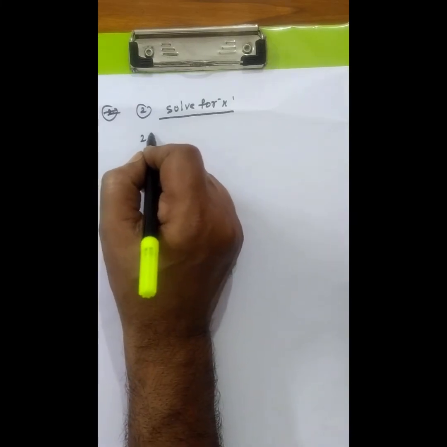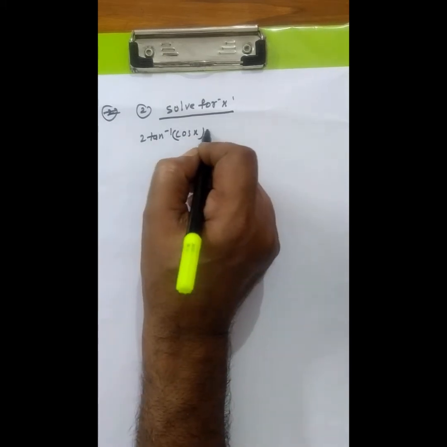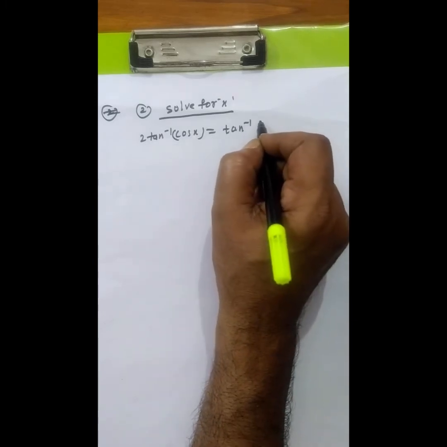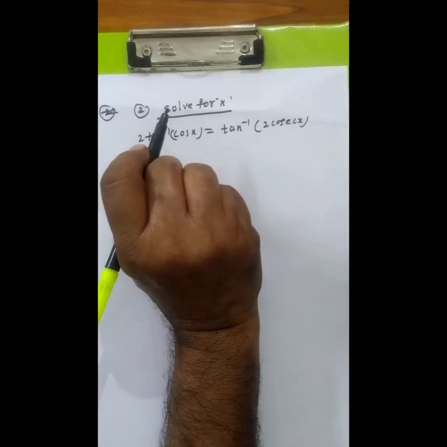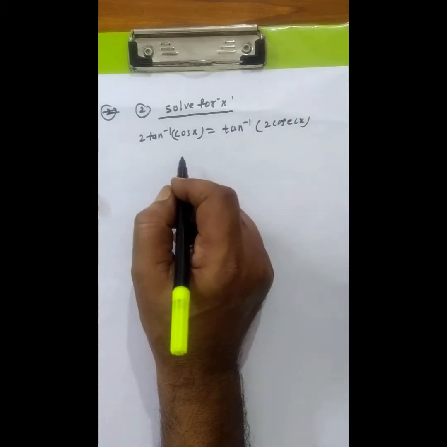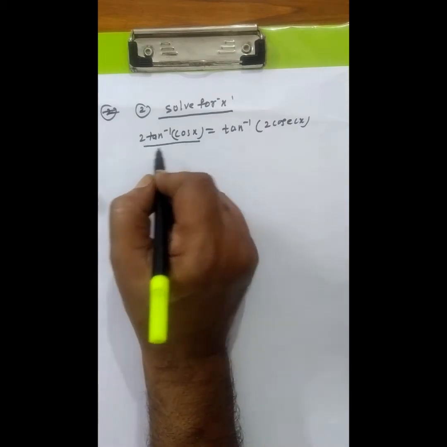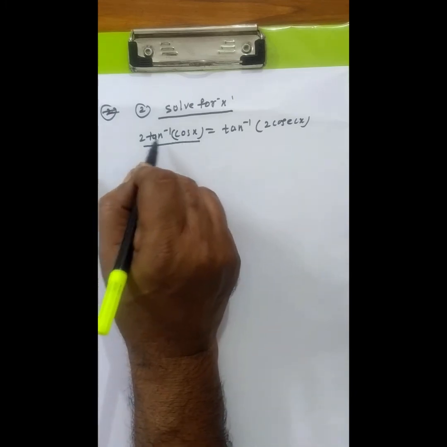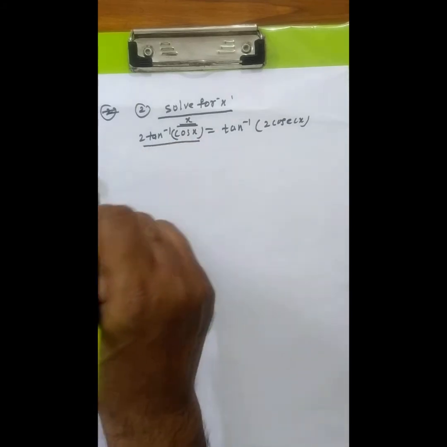2 times tan inverse of cos x equals tan inverse of 2 times cosec x. So the left hand side, 2 times tan inverse of cos x, we can use the 2 times tan inverse of x formula. Instead of x it is cos x. So we can treat cos x as x.